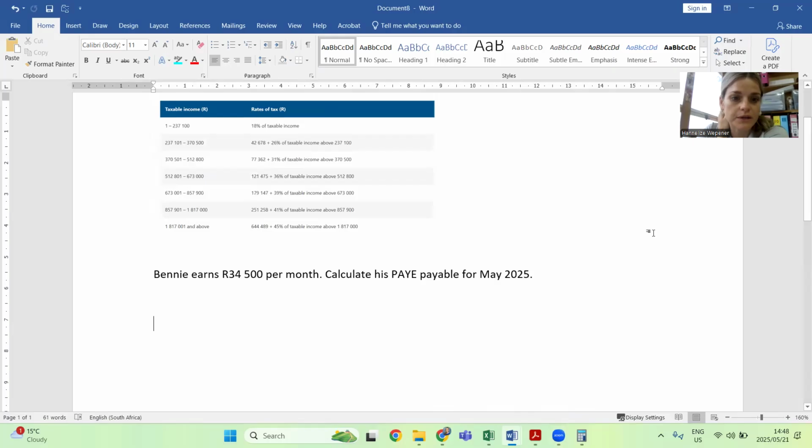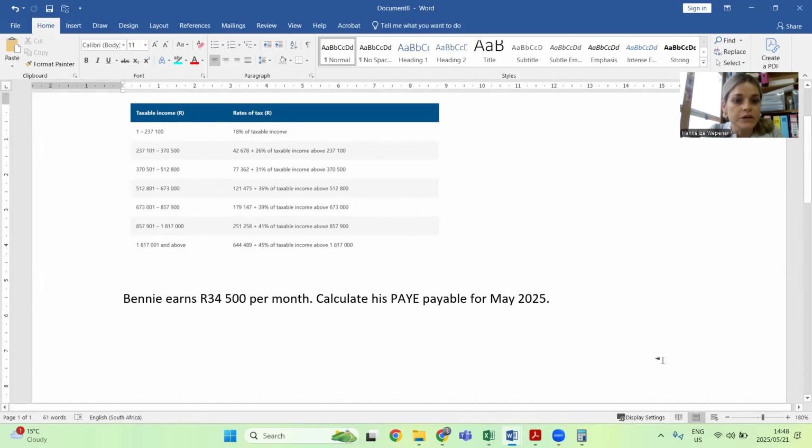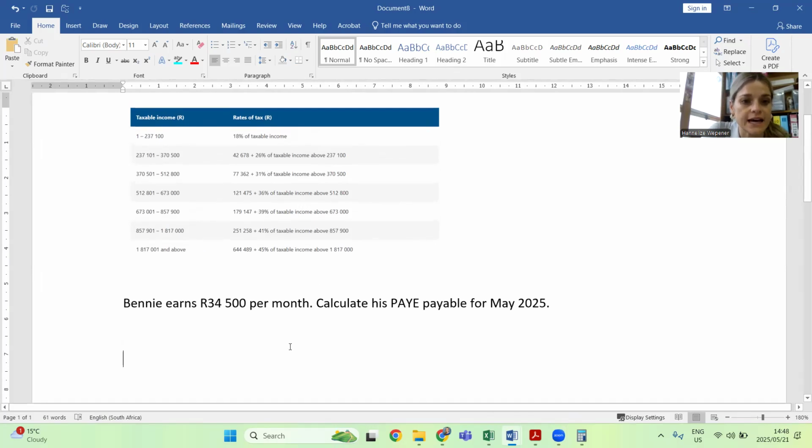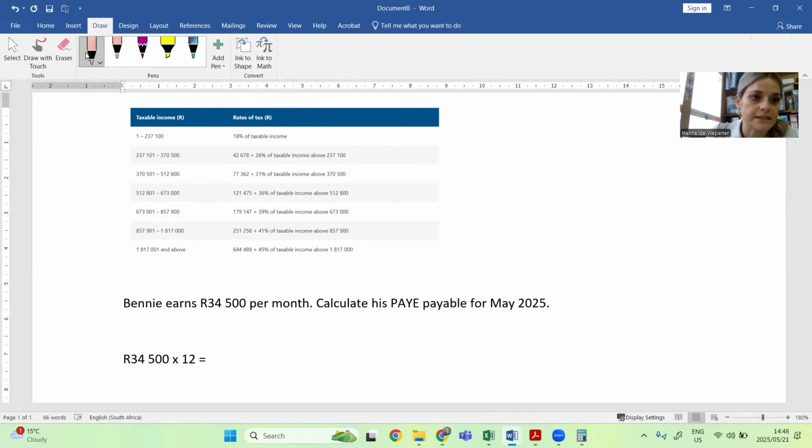Okay, great team. We are quickly going to do a tax calculation for an employee who earns a salary. It says here that Benny earns a salary of 34,500 per month. You need to remember that the tax brackets work on an annual salary, not a monthly salary. So your first step is to take his monthly earnings and times that by 12 to see how much he earns on an annual basis.